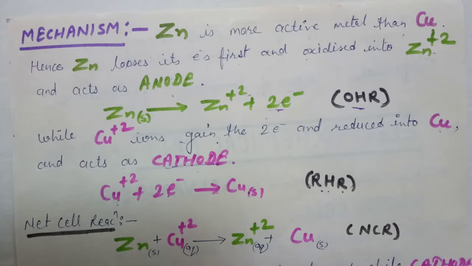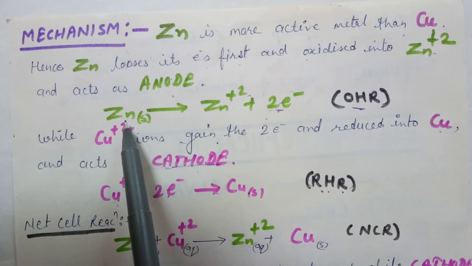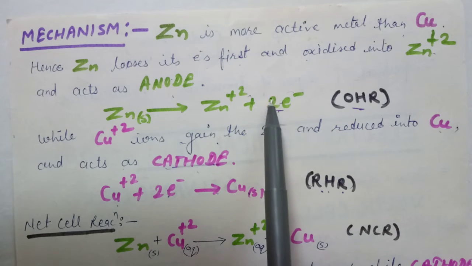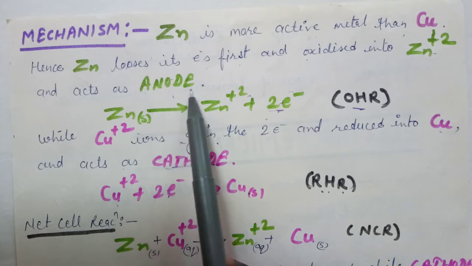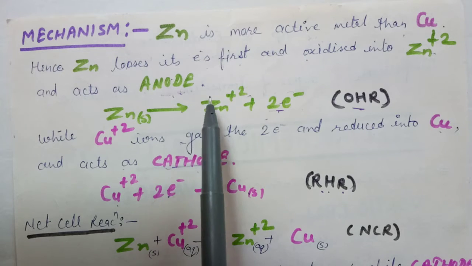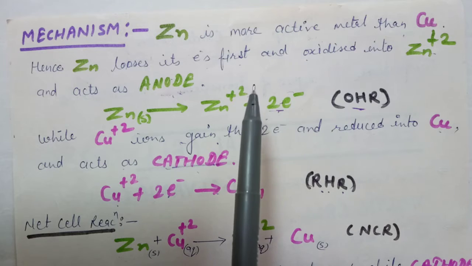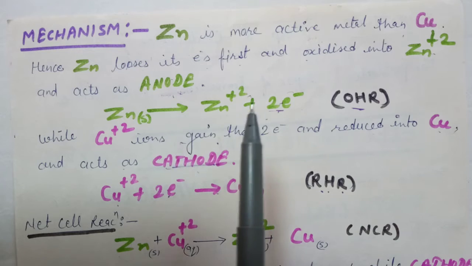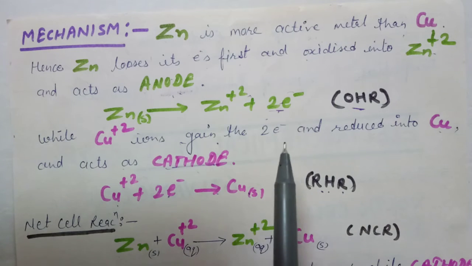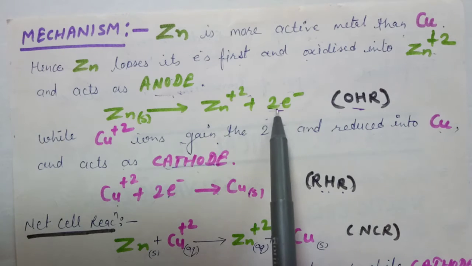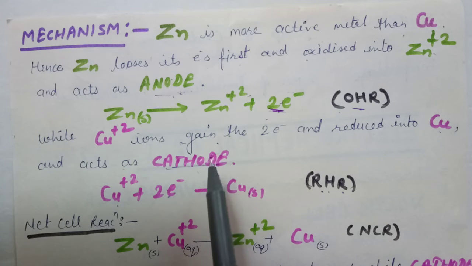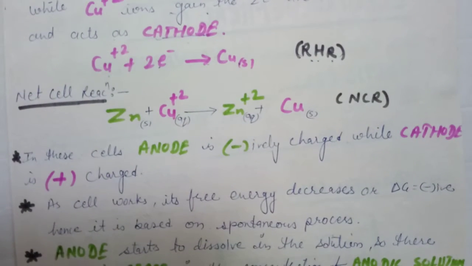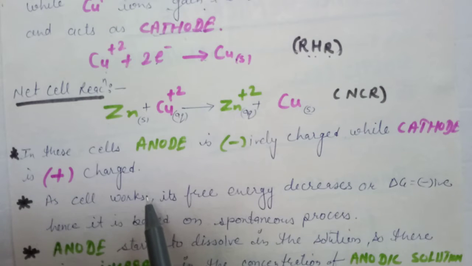Clear? Now see, at the anode the oxidation half reaction takes place, and here electrons are lost, so the anode will be negatively charged. In electrolytic cells the anode was positively charged and the cathode was negatively charged, but here it is opposite. The anode will be negatively charged because of collection of electrons, so the cathode will be positively charged. In these cells the anode is negatively charged while the cathode is positively charged.